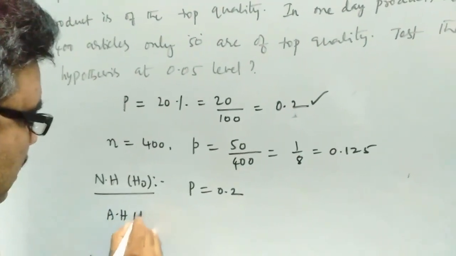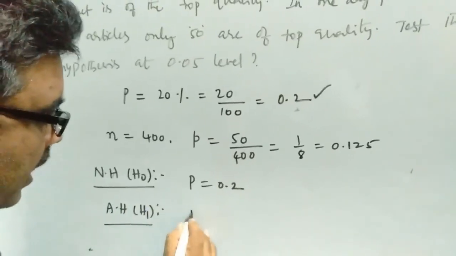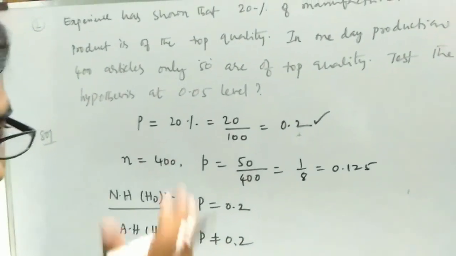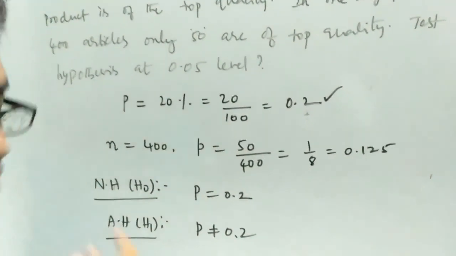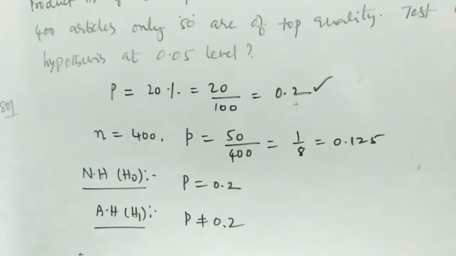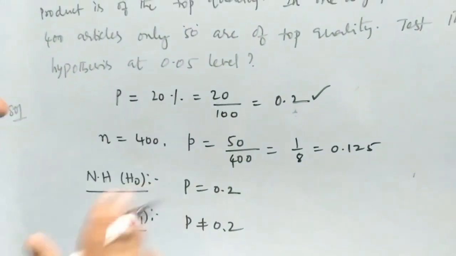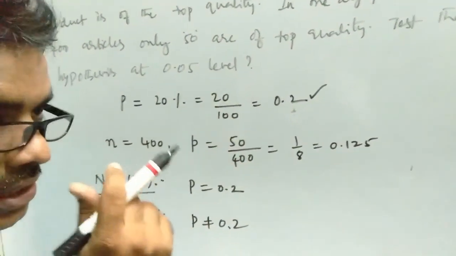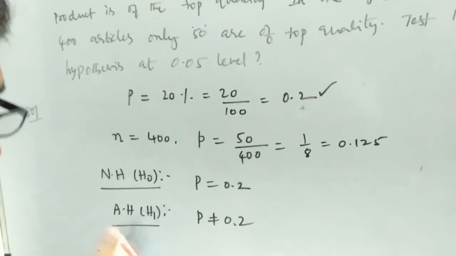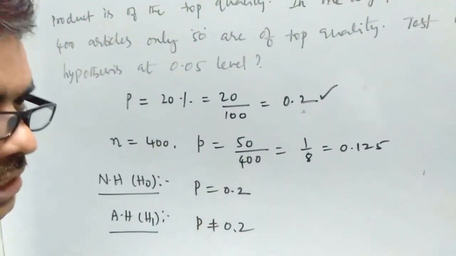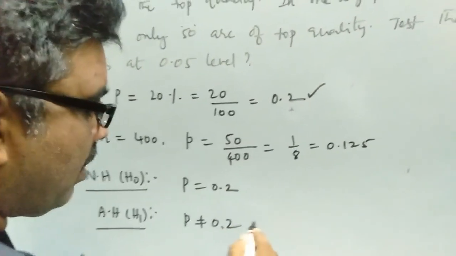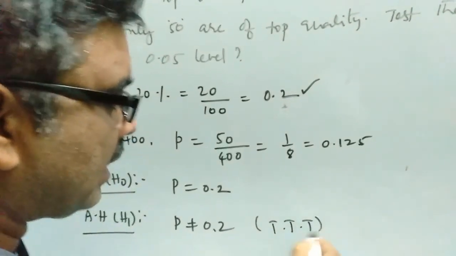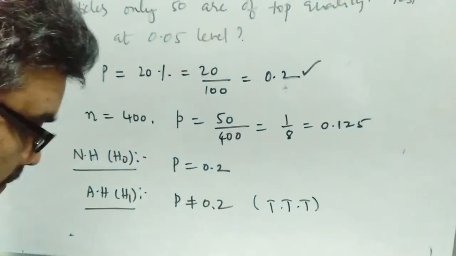దెన్ ఆల్టర్నేటివ్ హైపోథసిస్ విల్ బికమ్ H1 is P not equal to 0.2. Here not greater than or less than. నా ప్రాబ్లం ఏంటంటే వాడు మినిమం 95% క్వాలిటీ ఉందన్నాడు కాబట్టి, అక్కడ లెస్ దెన్ తీసుకున్నాం. ఇక్కడ P maybe 0.2 or P may not be. టాప్ క్వాలిటీ ఐటమ్స్ 20% ఉండొచ్చు, 30 ఉండొచ్చు, 10% ఉండొచ్చు. There may be different chances. That means you have to take the P not equal to 0.2 as alternative hypothesis. That means you have to use two-tailed test in computed value.